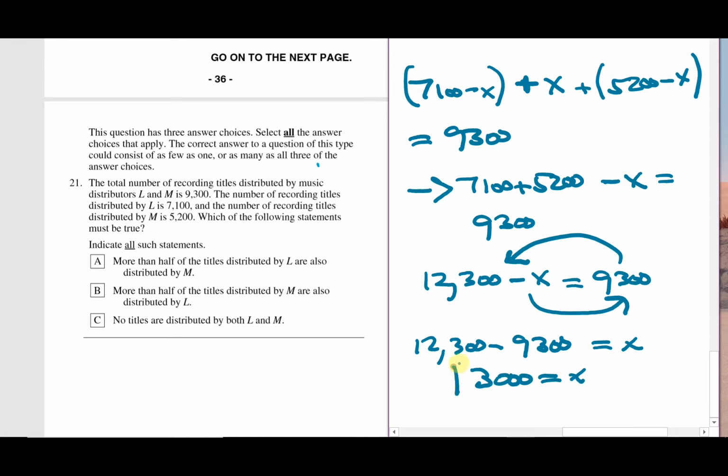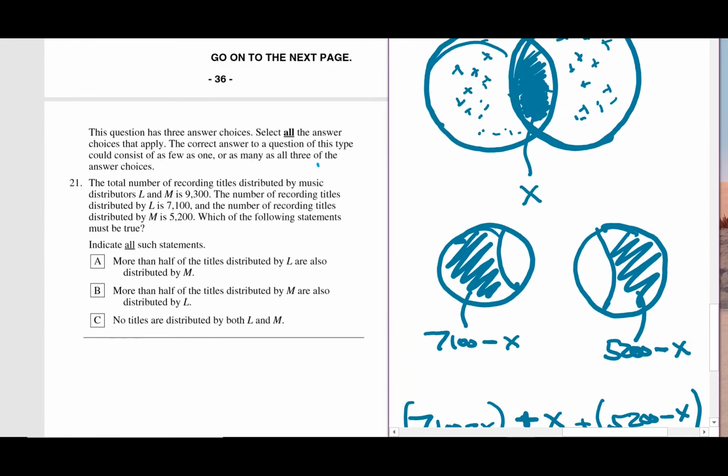So this is our representative contribution for both of them at the same time. So basically, 3000 of the recording titles are contributed by both of them, or they have an overlap. So basically, L contributed to that, but also M contributed as well. And then the total number of elements of the total set is going to be 9300.